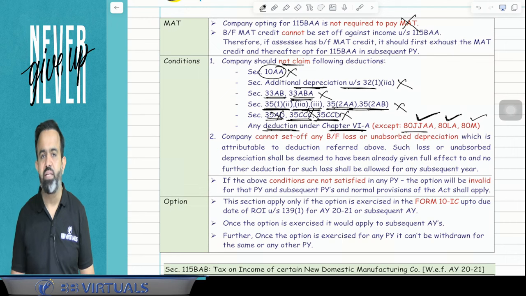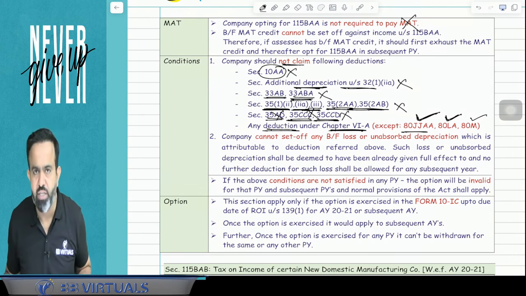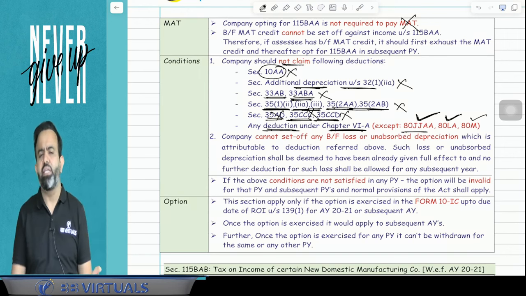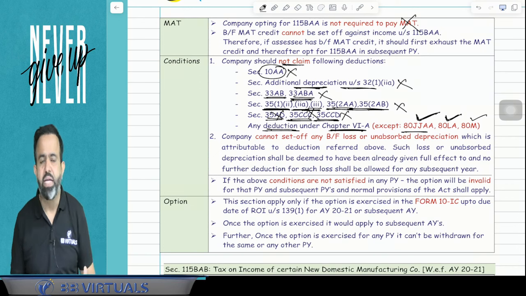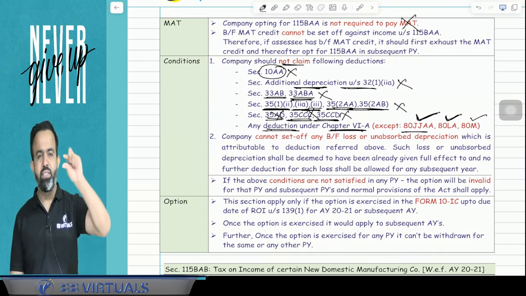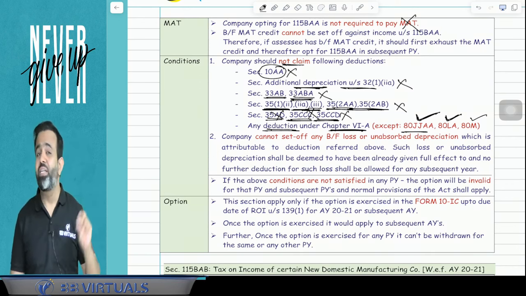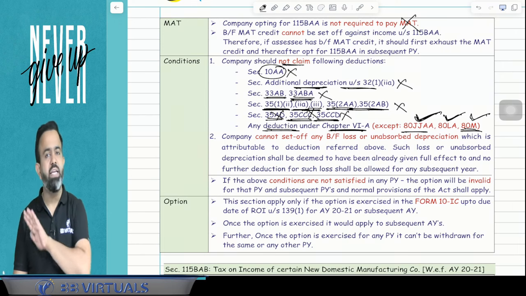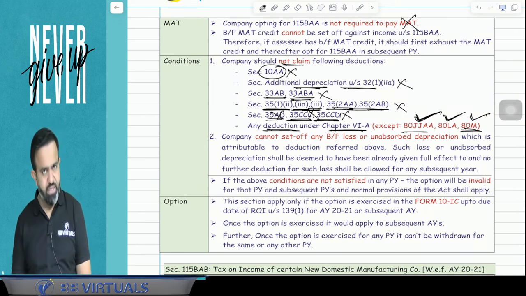Suppose any domestic company received dividend from another domestic company or foreign company or business trust, and distributes the dividend in the current year up to the due date of return filing, meaning 1 month before the due date of return filing. Then whatever dividend received and dividend distributed, whichever is lower, is a deduction under section 80M, that is intercorporate dividend. So this deduction is available. Other than this deduction, any other deduction under chapter 6A is not available.